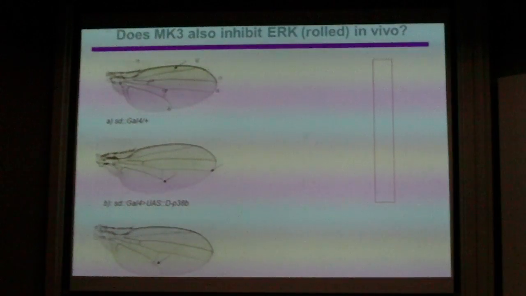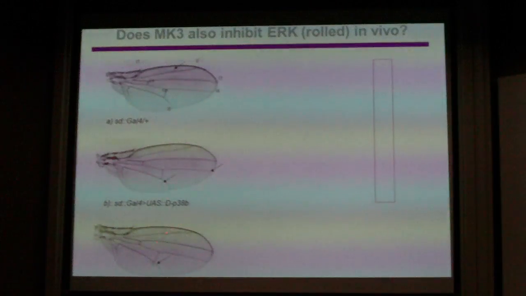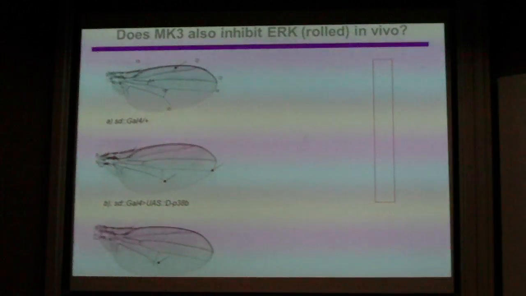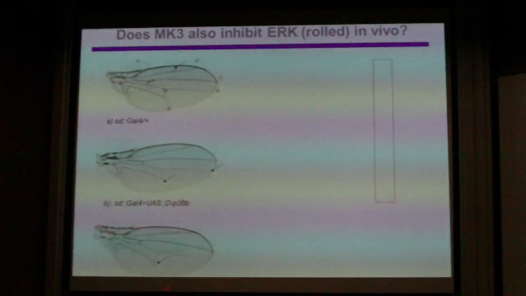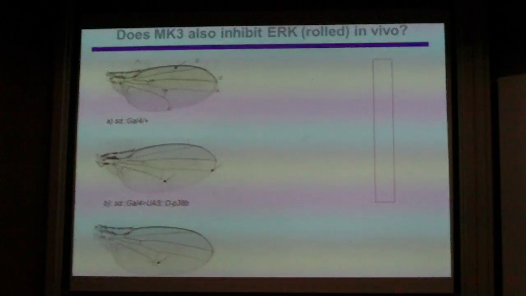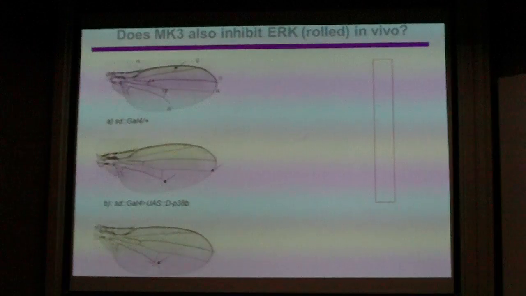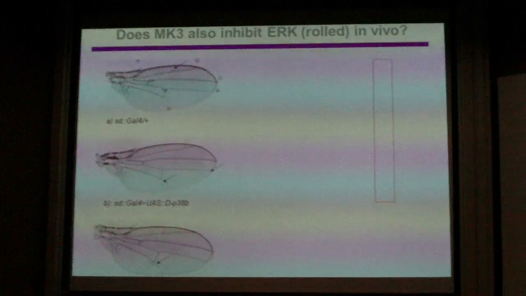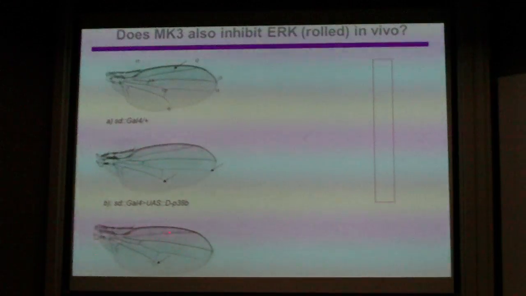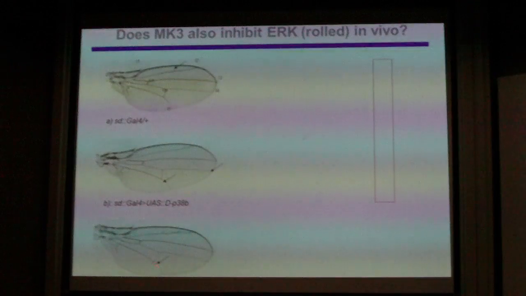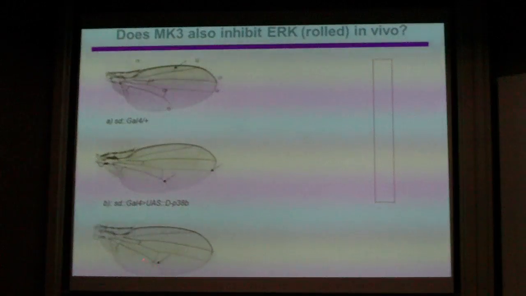Now what happens if we overexpress either P38 or ERG? We'll focus on ERG, it's the lower one. In fruit flies, they tend to call proteins by a different name, so it's rolled in fruit flies. And if you overexpress this, you see that little extra veins appear, which are indicated here with the arrow.